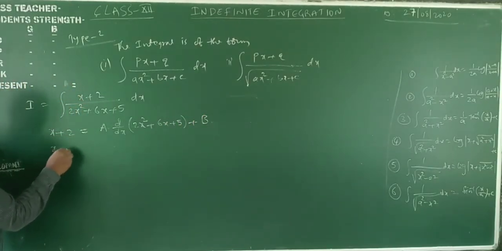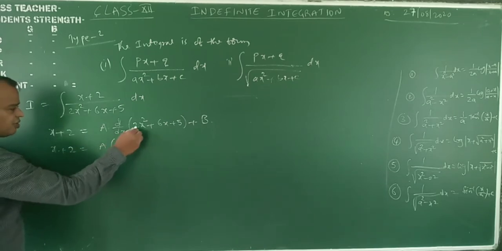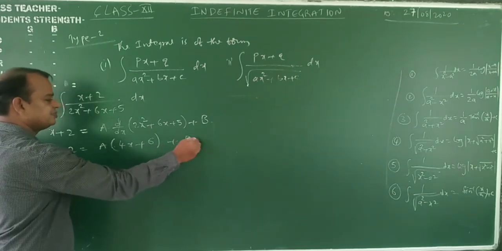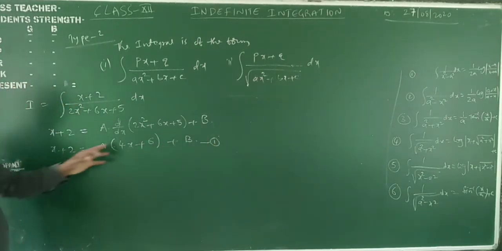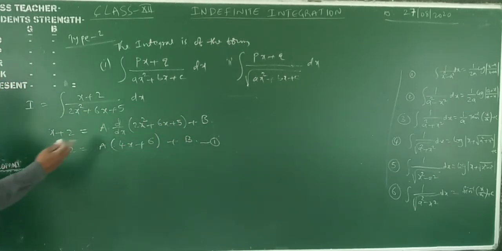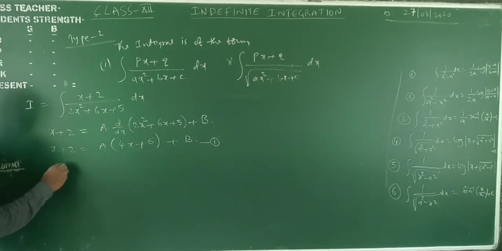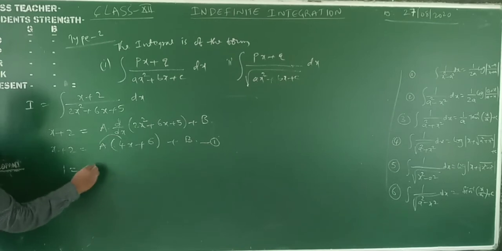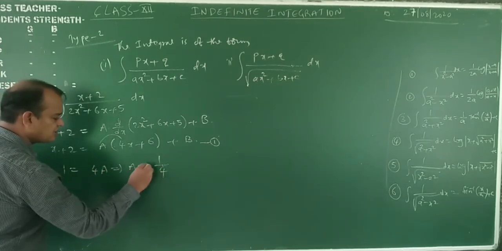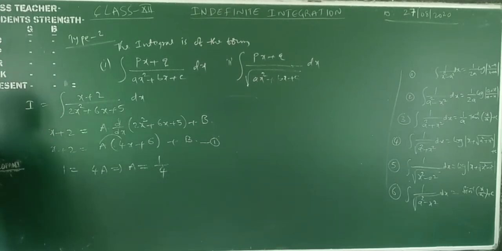Now x plus 2 is equal to A into the derivative of 2x square, which is 4x, plus the derivative of 6x, which is 6, plus B. This is equation number 1. The derivative of 5 is not needed. Now comparing the x coefficients on both sides: the x coefficient is 1, and here it is 4A. From this, A is equal to 1 by 4. Did you understand or not? Yes. Next, the constants.